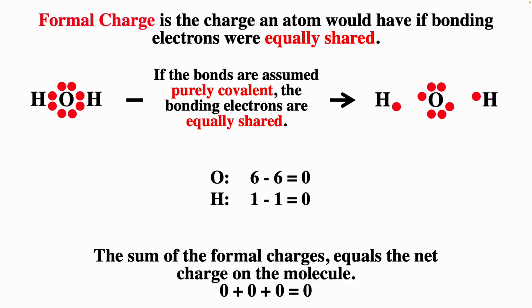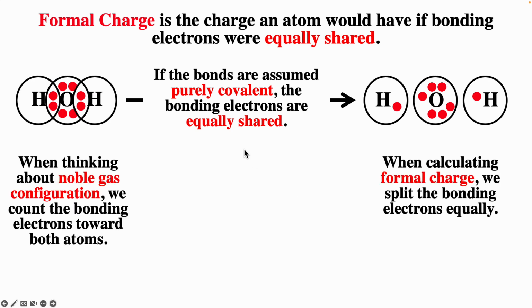Just like for oxidation state, the sum of the formal charges equals the net charge on the molecule. And again, when you're doing noble gas configuration, you're looking at how many electrons the atom sees. When you're doing formal charge, you're splitting those bonding electrons equally between the different atoms.